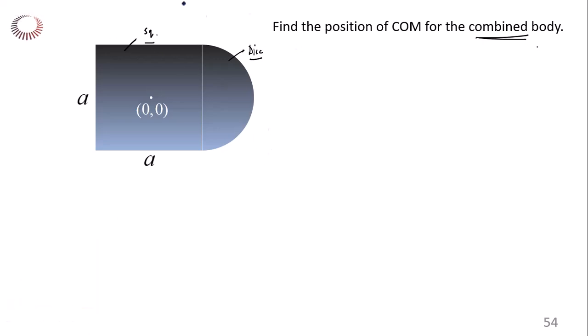If nothing is stated, assume that both are made of the same material and the material is uniform. That means for this geometry, let us say sigma is the mass per unit area. Let the square be the first geometry and the disc the second geometry. Can I calculate the mass of the first geometry, m1? That mass is sigma into area, and the area is a square. What is mass number 2? Mass should be equal to sigma into area. The radius is a by 2, so the area is pi r square by 2, meaning pi into a by 2 whole square by 2. That is the m2 mass.